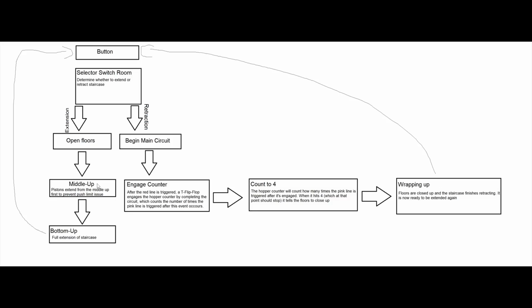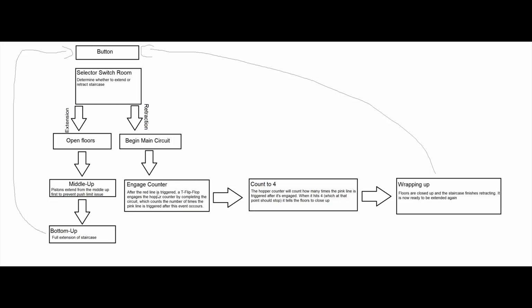So let's say the staircase is extended, you can go up and down all day. You want to hide the staircase, you want it to retract. You hit the same button again, it goes to the selected switch room, begins the retraction process, and begins the main circuit. The main circuit is in two halves. I'll come back to this later. As the main circuit runs, an engage counter, I've called it, is triggered.